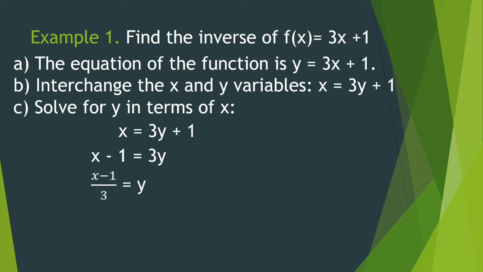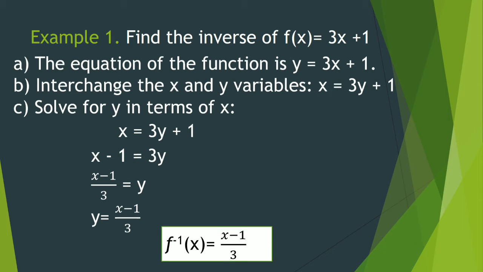And then i-divide natin yung ating both side by 3 para ma-cancel out yung 3 dun sa ating y. And we have x minus 1 over 3 is equal to y. So meron na tayong y is equal to x minus 1 over 3. So remember, ang ating inverse, kailangan ng notation ng f inverse of x. So yung negative 1 dun sa ating f, hindi ibig sabihin nun ay negative exponent. It denotes that is an inverse.